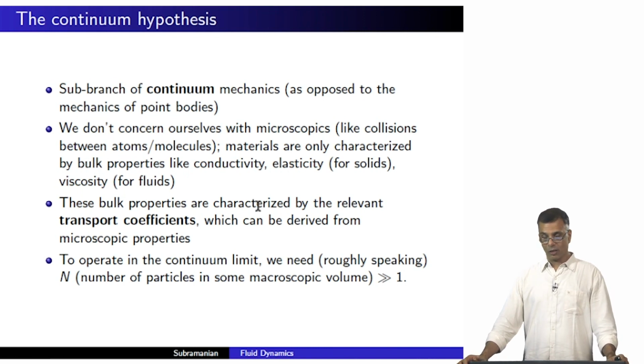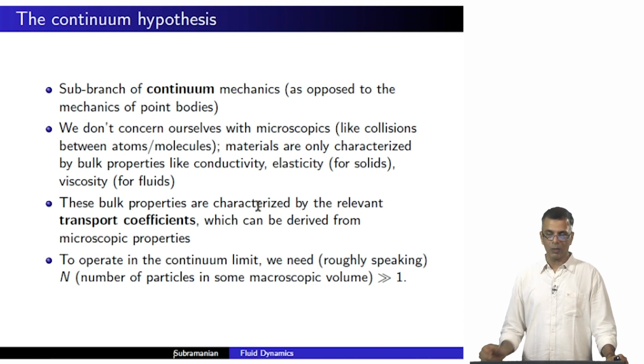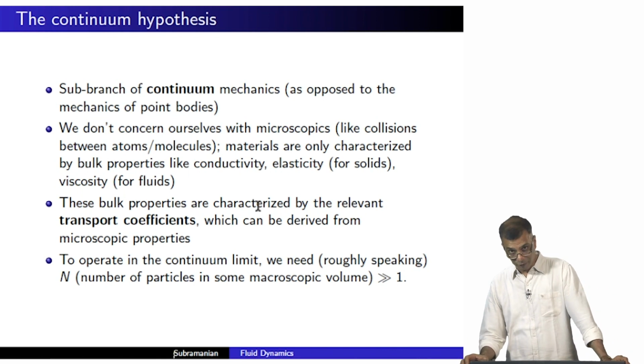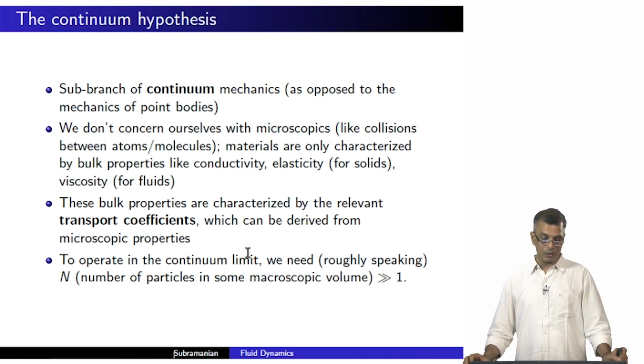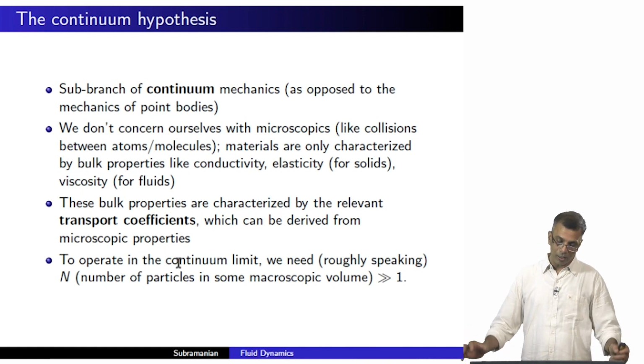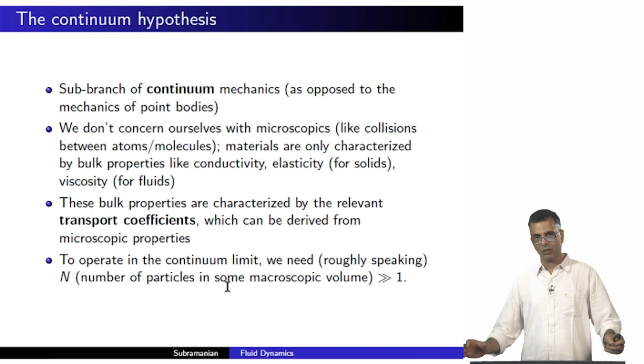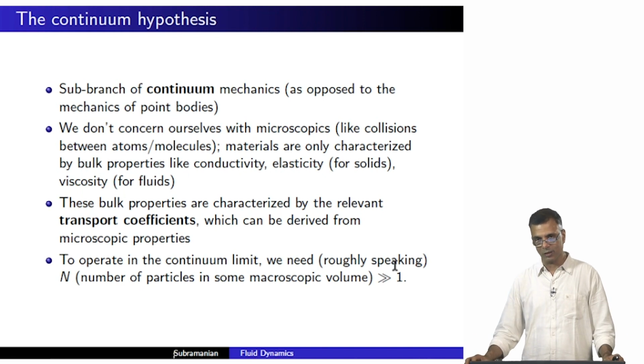The other thing is, okay, so the natural question that comes to mind is, we've been talking about the distinction between microscopics and macroscopics, but what's the boundary line? Yeah. So it turns out the boundary line is a little fuzzy. In order to operate in the continuum limit, we need, again I emphasize roughly speaking, the number of particles in some macroscopic volume to be much larger than 1.